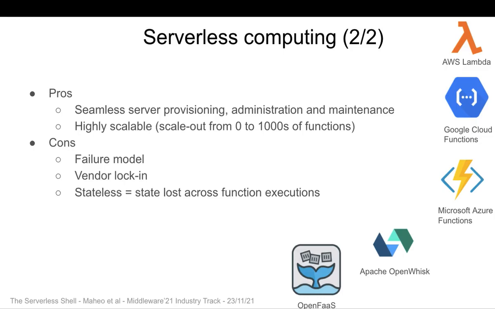But for the counterparts, as there are many serverless computing vendors like AWS Lambda, Google Cloud Functions, Microsoft Azure Functions, there is not yet any unification of the API. So the vendors propose different APIs.